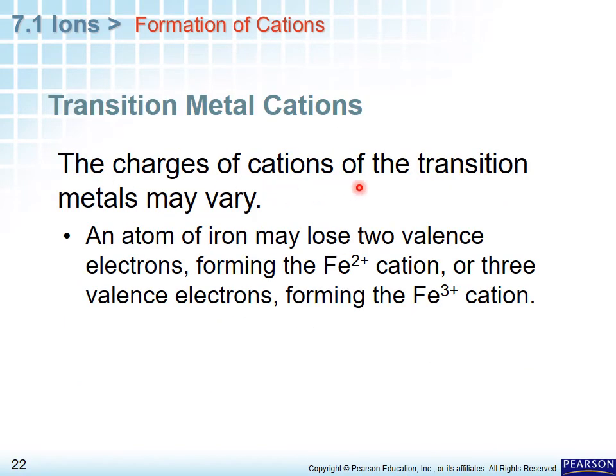The charge of the cations of the transition metals may vary. Yes, this is a bit different. Transition metals, remember, are the group D block elements, or B group. An atom of iron may lose 2 valence electrons, forming the Fe2 positive cation, or lose 3 electrons, forming the Fe3 positive cation.